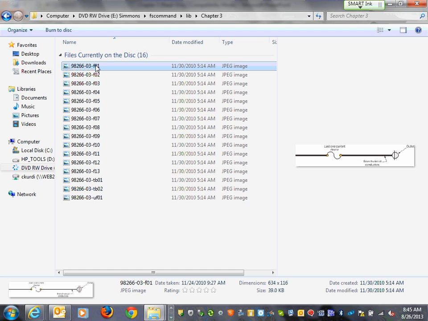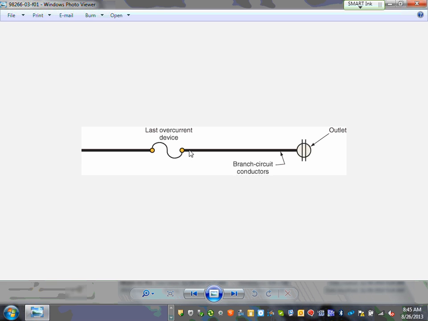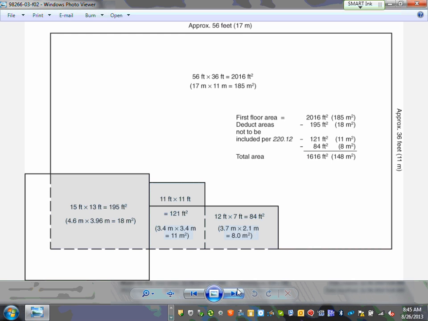Okay, so this is what a branch circuit is, guys. Just a definition. Can you see from here to here is called the branch circuit? Here's how you calculate the square foot of an area. Any habitable space in any dwelling, or a space that is adaptable for future use, must be calculated in the square foot.